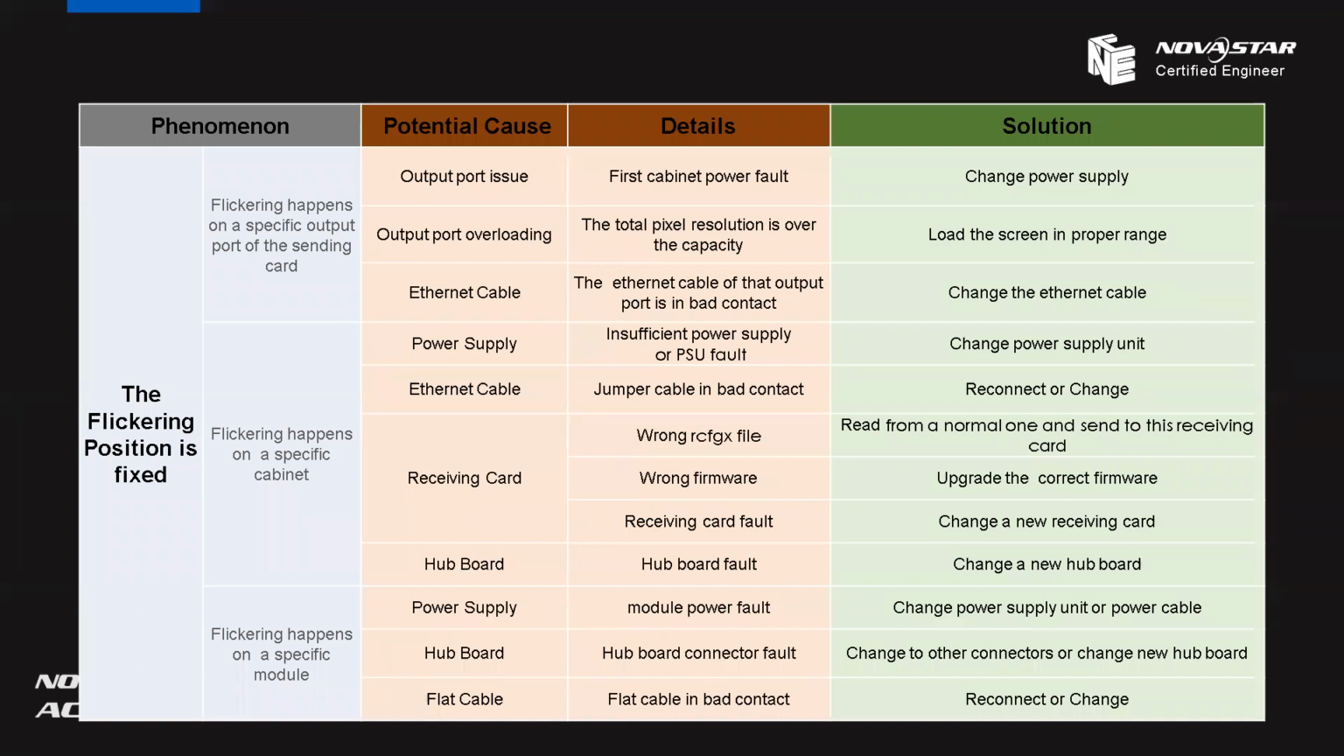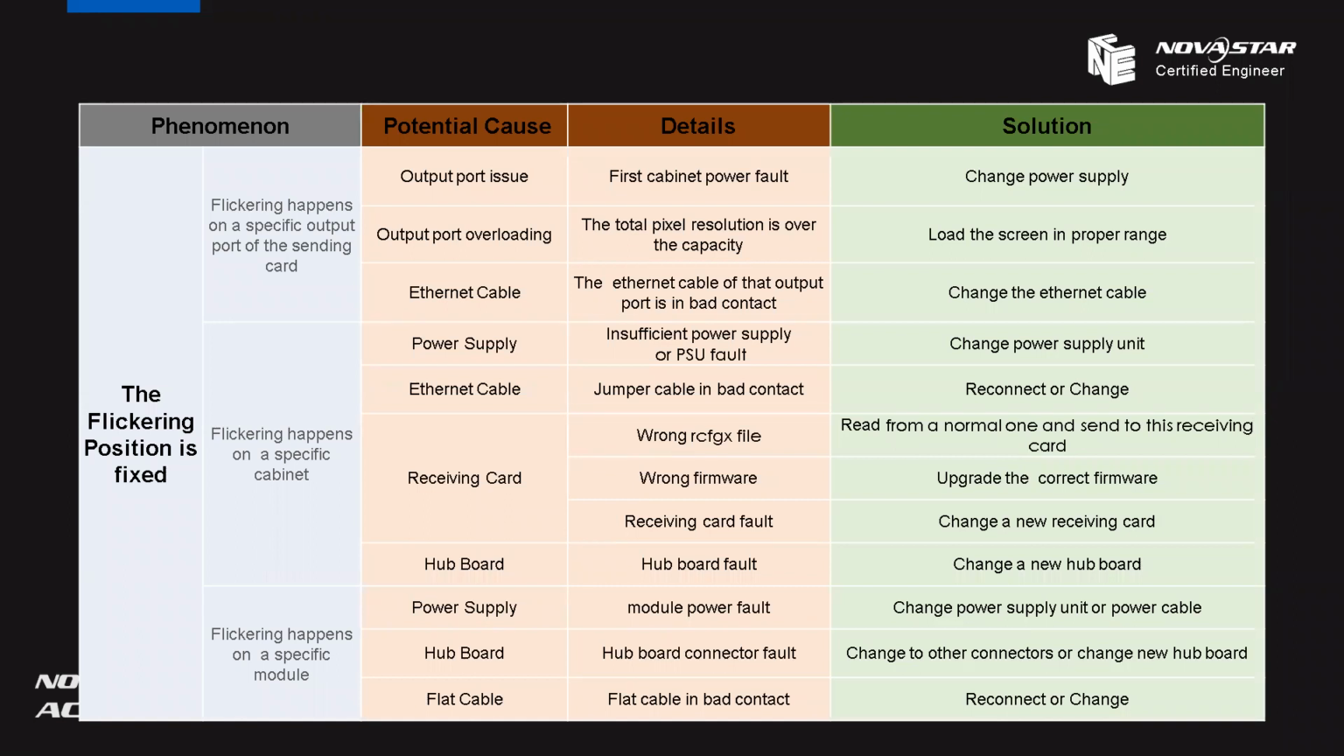And the second, we need to check whether the output port is overloaded. If it's overloaded, we need to change the power connection, making sure it drives the proper number of cabinets. And third is the Ethernet cable: check whether the Ethernet cable at the output port is bad or not. If it's bad, you need to change the Ethernet cable.